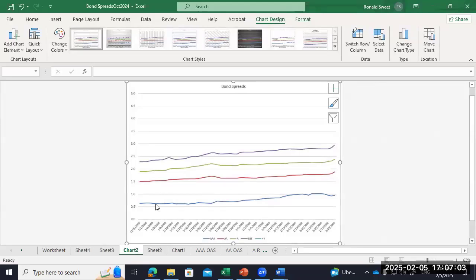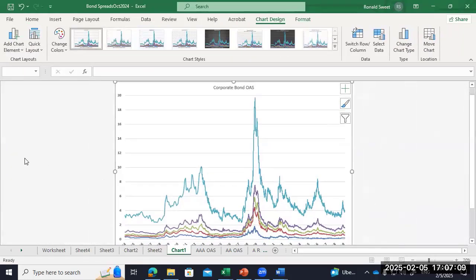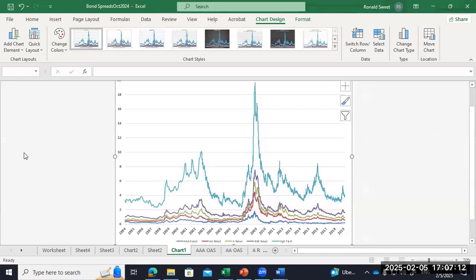Here's bond spreads. Well, let me show you with 2008. Can y'all see 2008 at all? Was 2008 noticeable to bond investors, do you think? Yeah, they were freaking out.